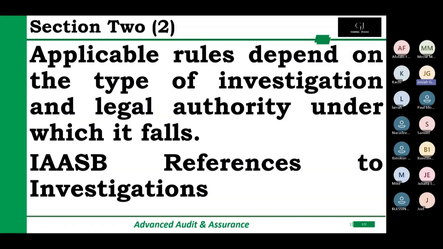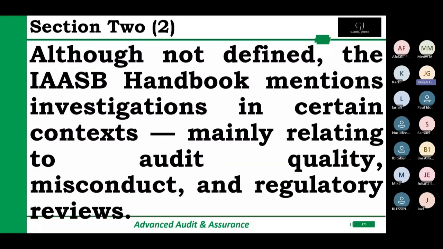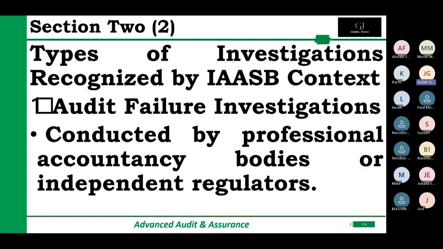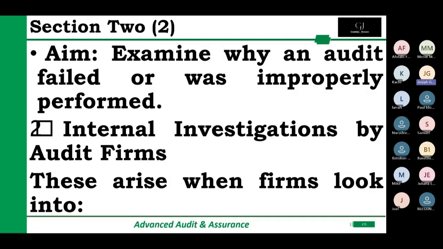So the IAASB references to investigations, although not defined in the handbook, are mentioned in certain contexts, mainly relating to audit quality around misconduct and regulatory reviews. The type of investigation recognized by the International Audit and Assurance Standards Board speaks to audit failure investigations, conducted by professional accounting bodies or independent regulators like FRCN. The aim is to examine why an audit failed and was improperly performed.